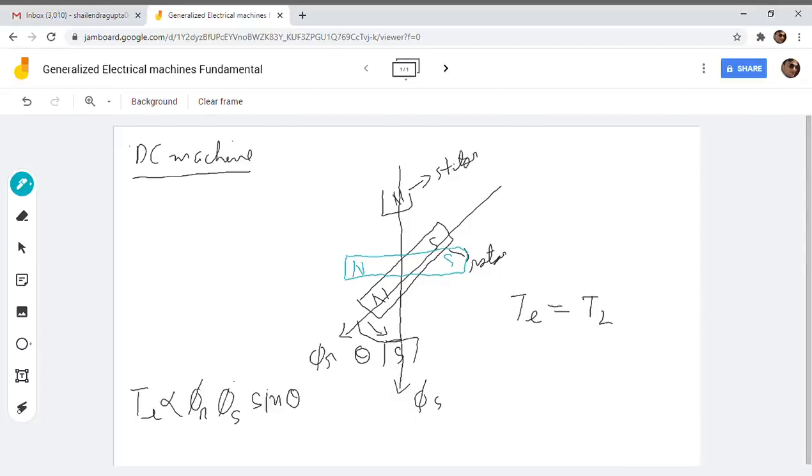So how is this possible? This is possible by using the commutator and brushes arrangement. I will make a separate video for that, but here we can consider these two magnet axes to be perpendicular to each other. So here theta is unregulated, theta is 90 degrees by construction, and we can regulate our phi r and phi s to develop sufficient torque for the machine.